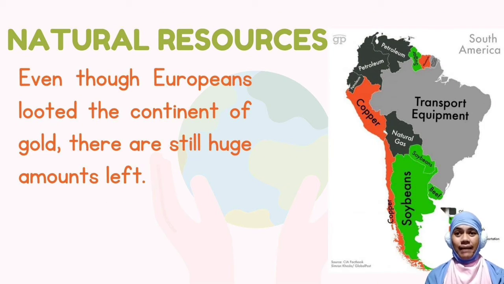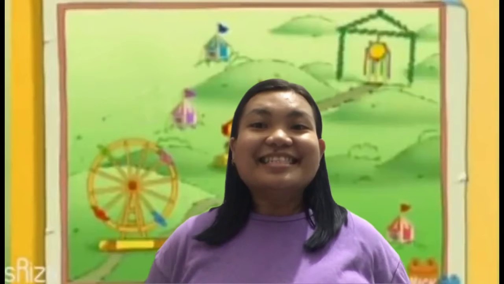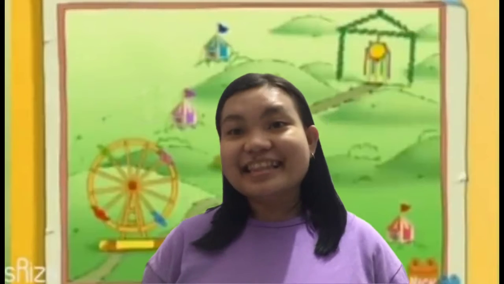To give you a short recap, by the 1530s, the people and natural resources of South America were repeatedly exploited by foreign conquistadors, first from Spain, later from Portugal, until these competing colonial nations claimed the land, and so on up to the Europeans. Even though the Europeans looted the continent of gold, there are still huge amounts of gold left in that continent. Here you can see from the picture the distributed natural resources all over South America. Since my cousin Diego wants to share his information about South America, let's listen to him.